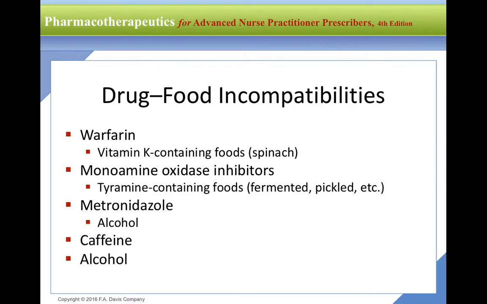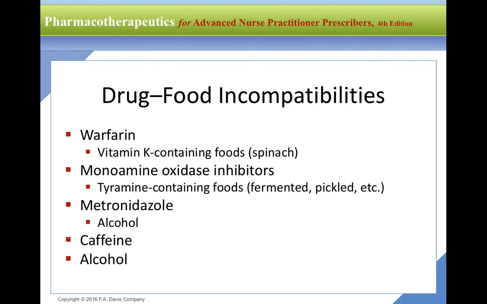Metronidazole, Flagyl, commonly used for bacterial vaginosis or other infections, like Clostridium difficile, interacts with alcohol, and it has the same interaction that Antabuse does. That's a drug we give to alcoholics so that when they drink alcohol, they get severely ill and vomit. It's kind of a negative feedback for drinking alcohol.